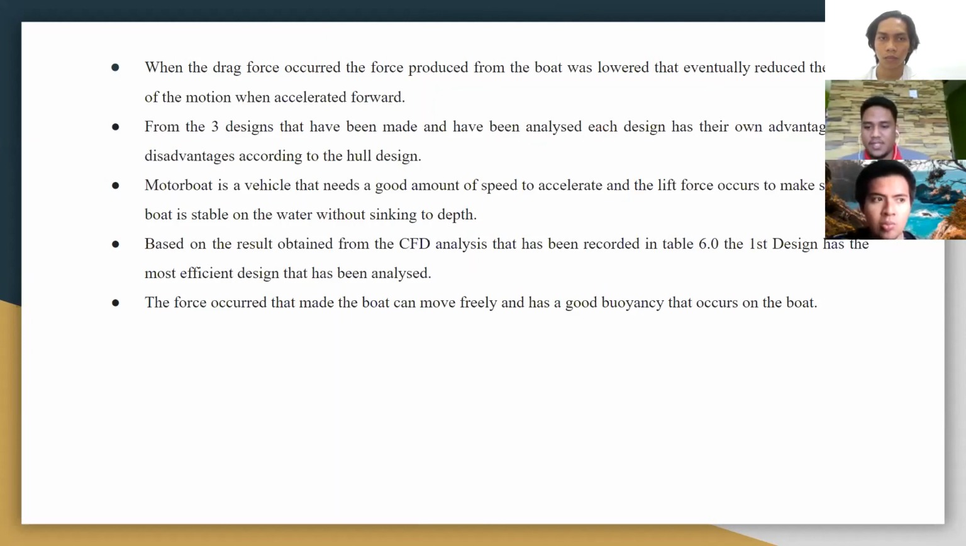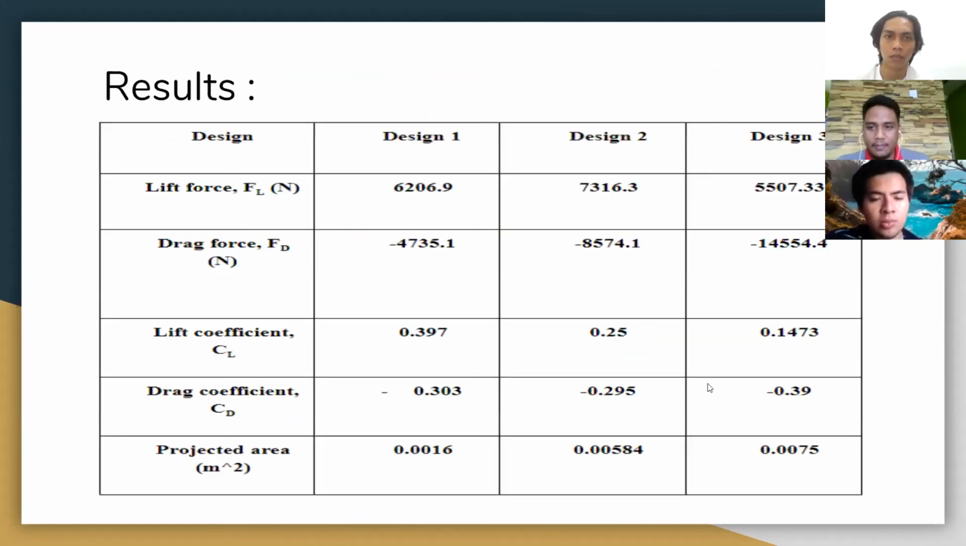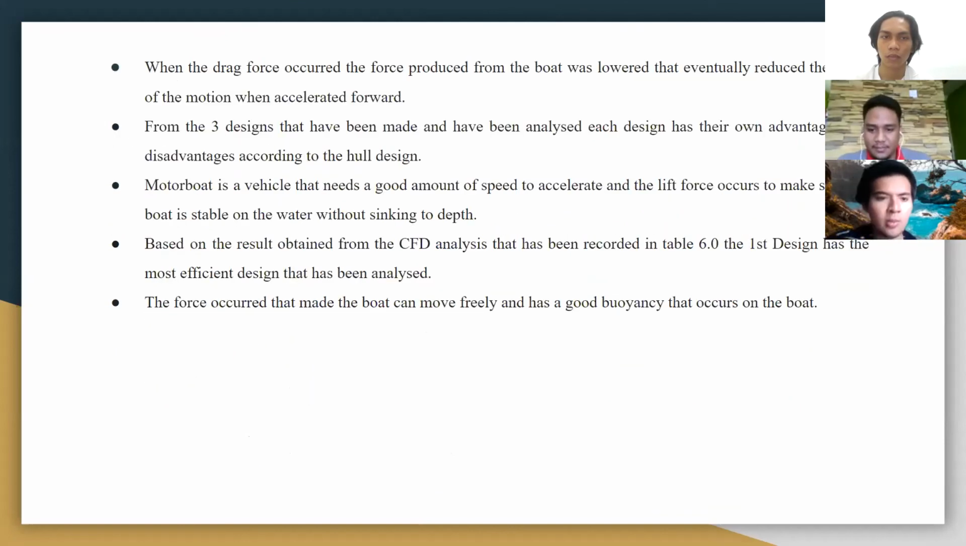Based on the result of the CFD analysis, we can see that the first design is the most efficient design that has been analyzed, because it has the lowest drag force, which means the boat can move faster than design 2 and design 3. The first design makes the boat move freely and faster, and it floats because of good buoyancy or lift force.